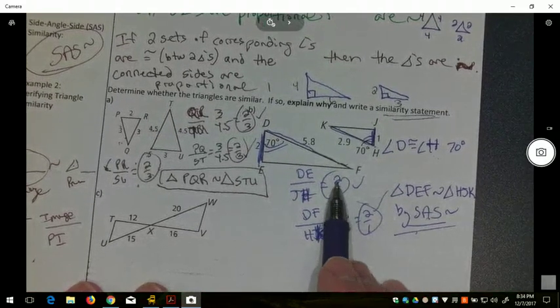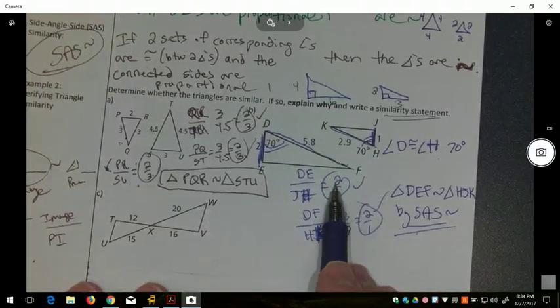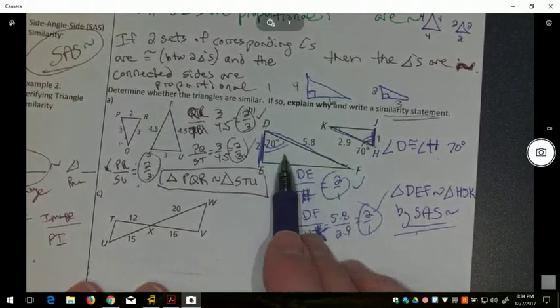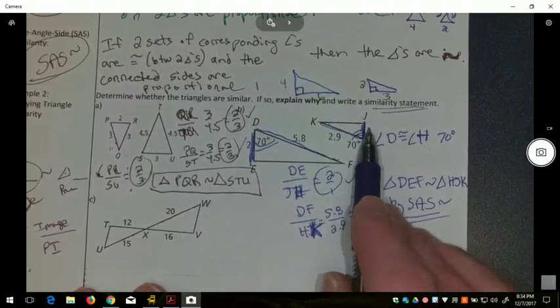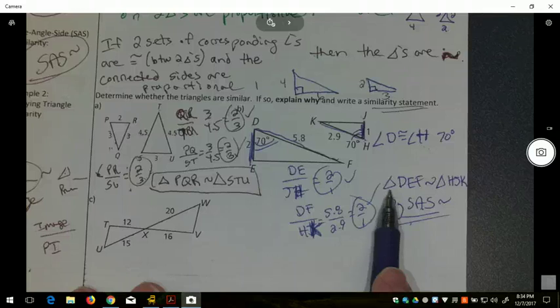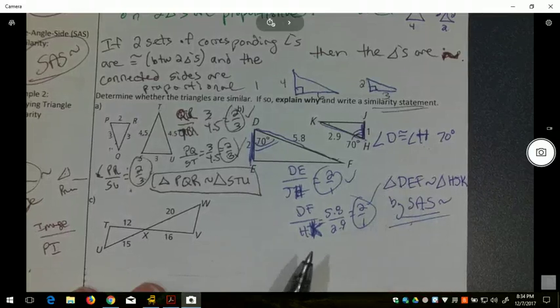The scale factor again was 2:1, so I have to make sure the one that was in the numerator comes from the triangle that is stated first in my similarity statement. Had I started with the 1 or the 2.9 in the numerator, then this similarity statement would be reversed.